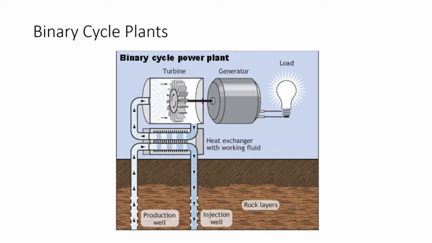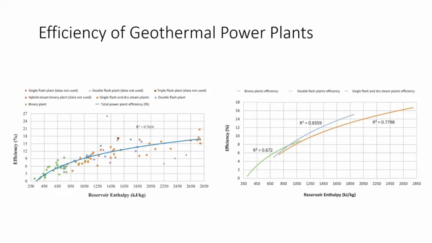The efficiency of a geothermal plant depends on the enthalpy of the fluid in the geothermal reservoir as well as the type of plant used. Binary plants are used for sources with low enthalpies and have an efficiency of 3 to 9%. Single flash and dry steam plants have very similar efficiencies, between 6 and 18%. They are used for sources with high enthalpies.